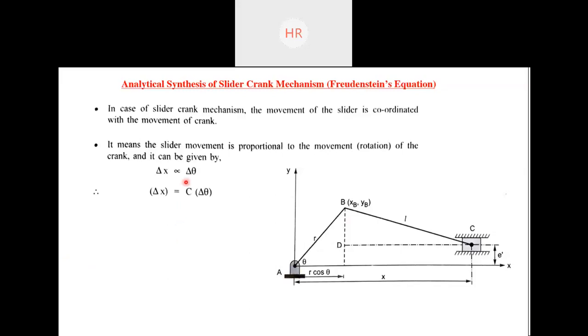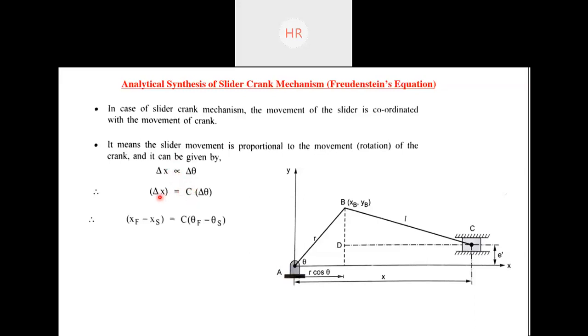So if we remove this proportionality, then we can write this: delta x is equal to c times delta theta, where c is proportionality constant. When we remove the proportionality sign and put an equal sign, then we have to multiply the right hand side with a constant. Okay, so that c is proportionality constant.